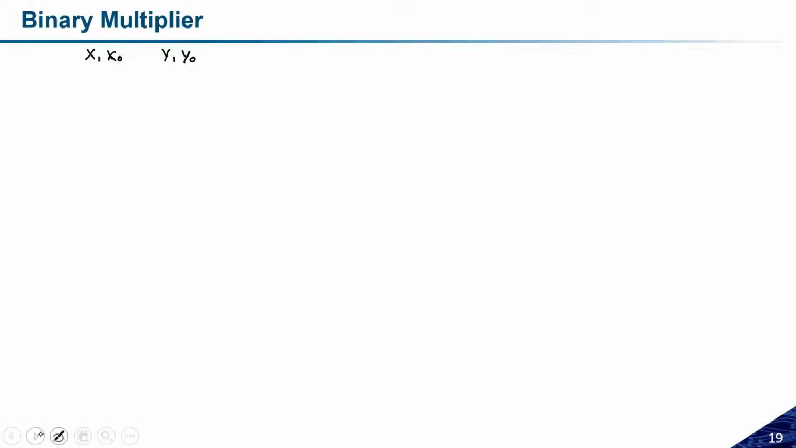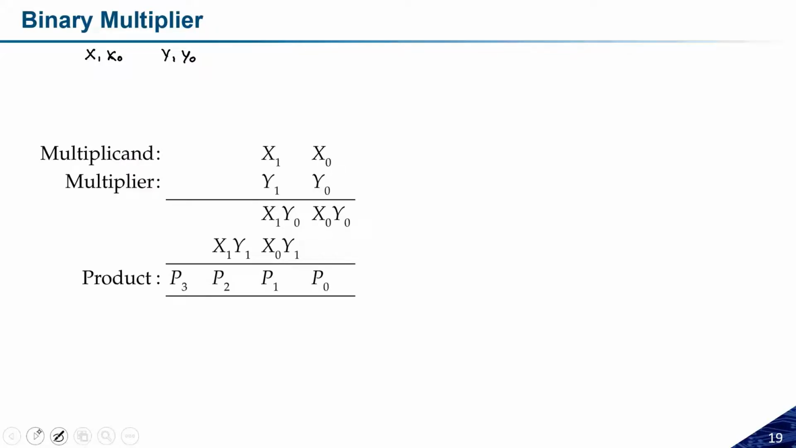In decimal multiplication, we used to start from the right-hand side, multiply each digit one by one, and then sum it up. The same process will be followed for binary multiplication. So let us see quickly how we can do that. Suppose I have a number x1, x0, and I want to multiply it with y1 and y0. I have to follow a simple procedure. y0 will be multiplied with x0.